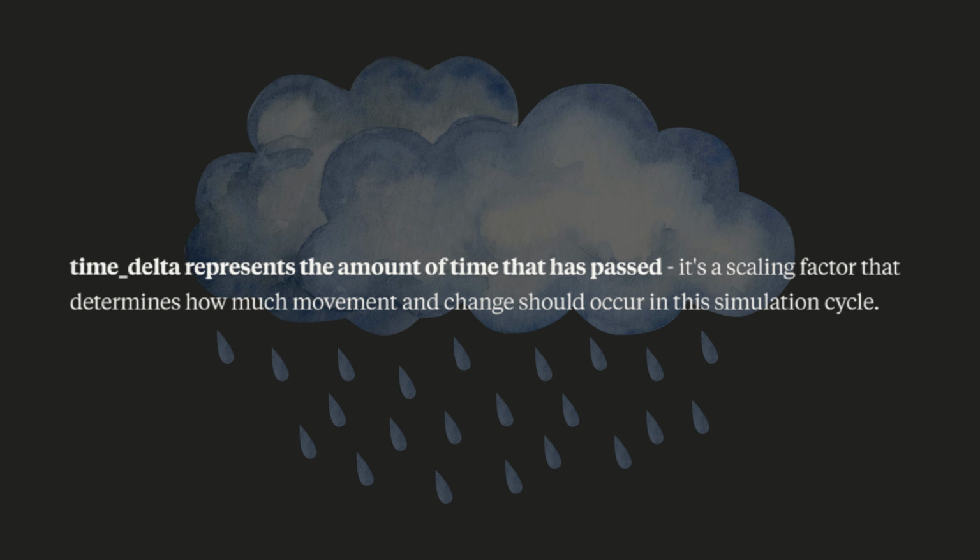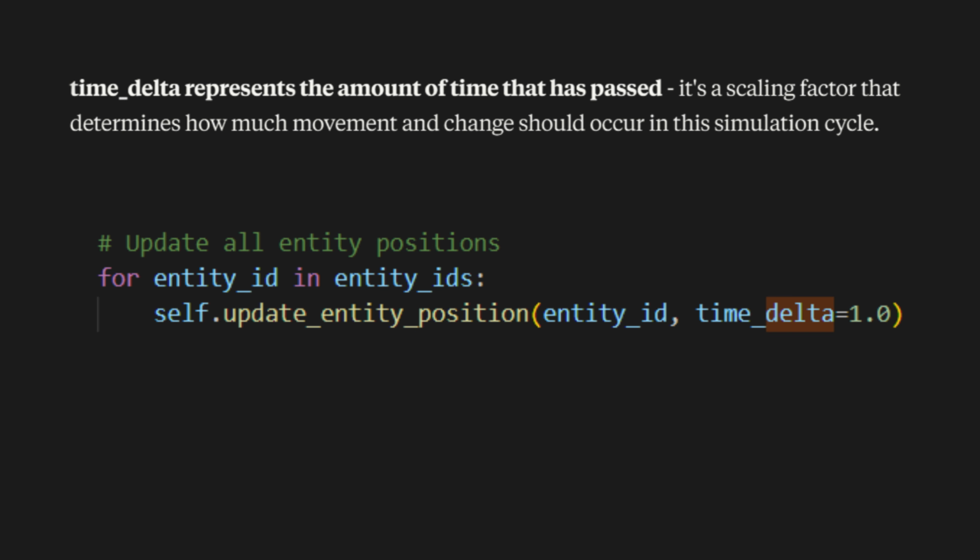Your time delta system ensures that if an entity has a velocity of 3 units per second in the x direction, it will move exactly 3 units per second regardless of whether your simulation runs fast or slow, creating professional-grade physics simulation behavior.